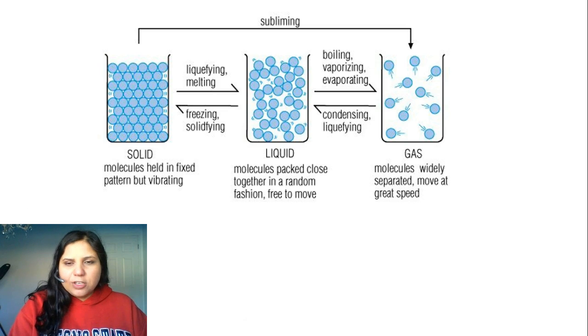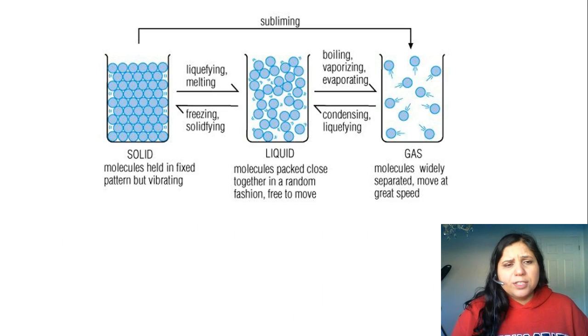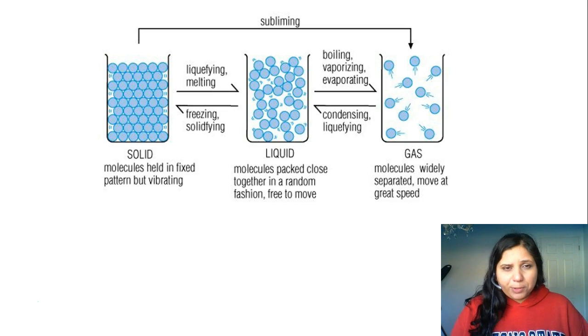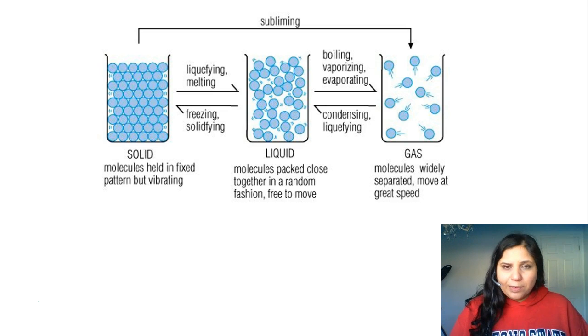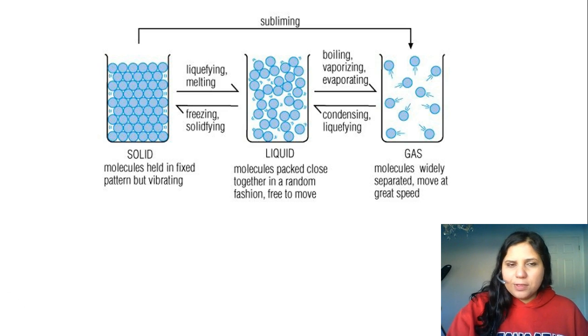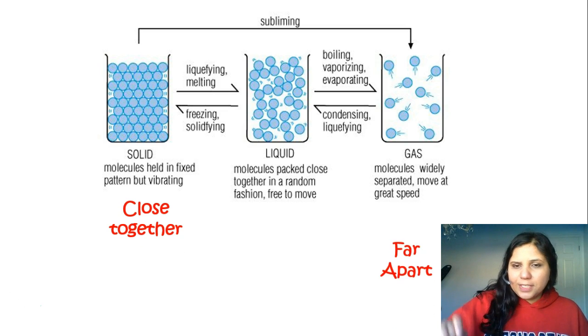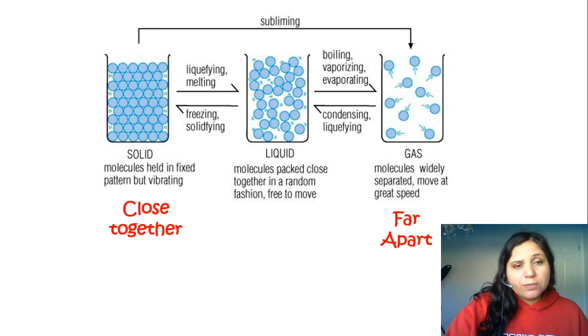Okay, here we have a chart of the three phases of matter. And it goes through the change from solid to liquid to gas and how the particles have to separate. So to get a solid to turn to a liquid, you melt it. And those particles move away from each other. Okay, so a couple things we need to know. In a solid, the particles are close together. In a gas, they're far apart. The reason for this is because of their intermolecular forces.